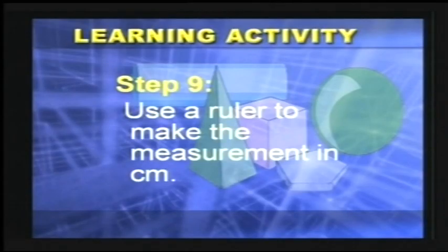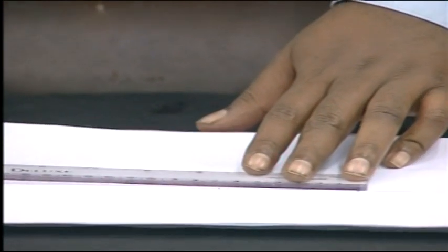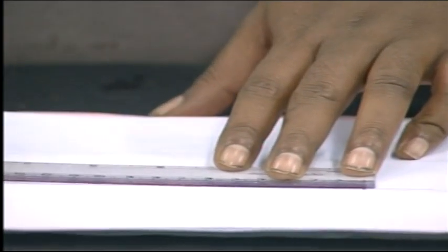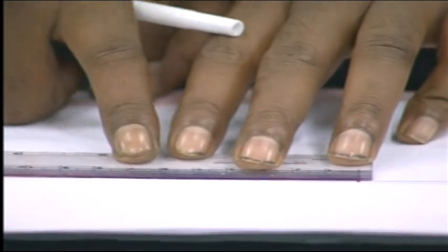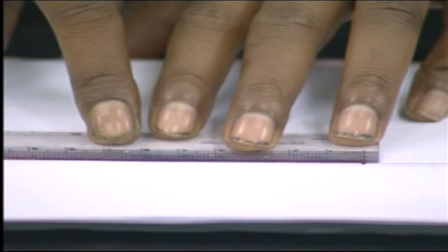70s and receiving students, the next step is use a ruler to make the measurement in centimeter. So you get your ruler, and then you try to find the measurement by putting the ruler on the paper. The starting point should be the 0, and then the finishing point. So my measurement is 6.7.